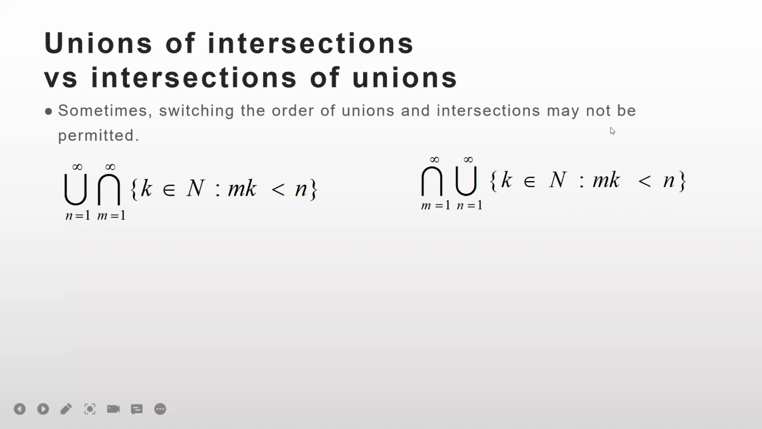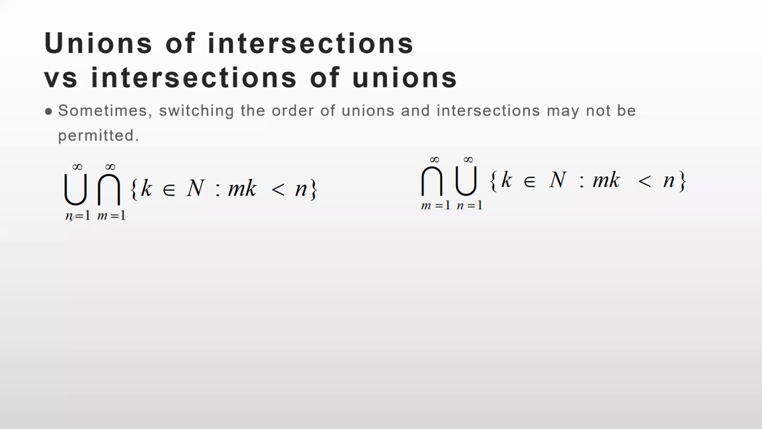Hello. Today we're going to discuss a problem that shows sometimes you're not able to switch the order of the unions and the intersections. So here we have two sets. On the left side is the union of intersections, and the right side is the intersections of the unions. And we're going to show that they are actually not the same.